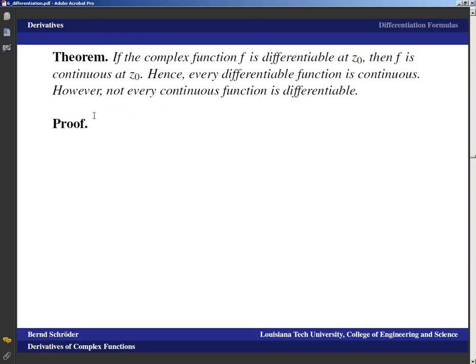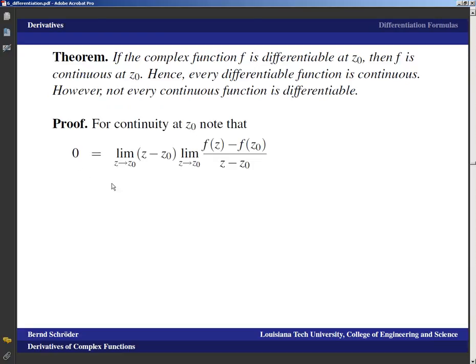And the proof, well, again, this is one of those proofs where at the end we see where the idea comes from. For continuity at z0, note that 0 is equal to the limit as z goes to z0 of z minus z0. And if I multiply that with any number, and because the function is differentiable, this thing is a number, that's still 0, so that's correct.